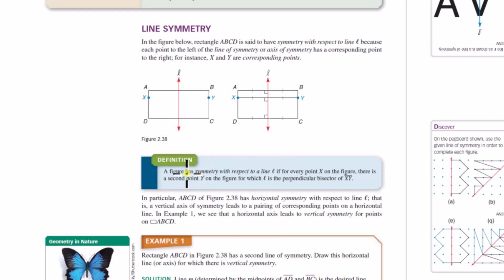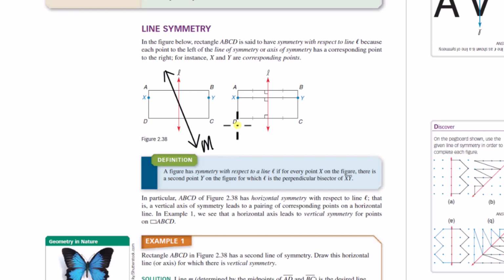Okay, and so here's the official definition of symmetry with respect to a line. A figure has symmetry with respect to a line L if for every point X on the figure, you can pick any point X on one side of the line, there is a second point Y on the figure for which L is the perpendicular bisector of XY. Okay, so this is going to be easier to understand if, let's see, is this rectangle symmetric with respect to this line, M?